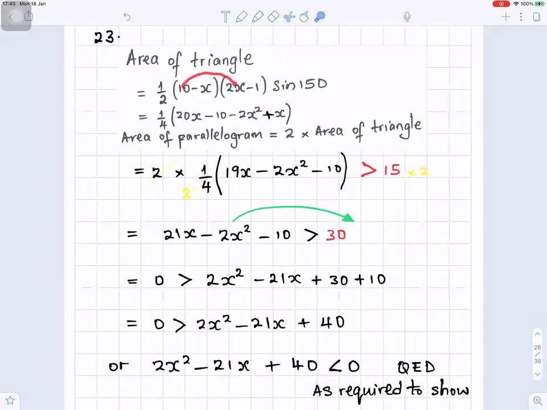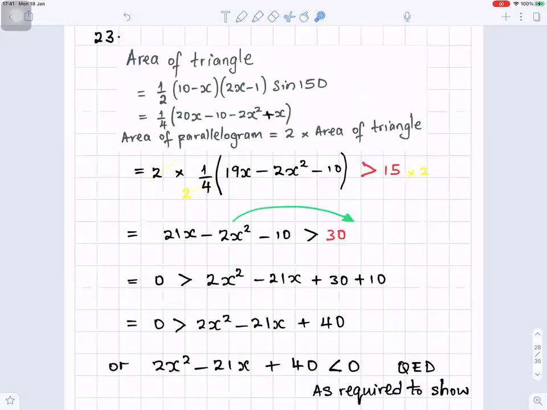10 times 2x is 20x. 10 times minus 1 is minus 10. Minus x times 2x is minus 2x squared. Minus x times minus 1 is plus x. And since the area of the parallelogram is 2 times the area of that triangle, because there are 2 of them, the parallelogram is like that and there are 2 of them. So that's why we multiply by 2.